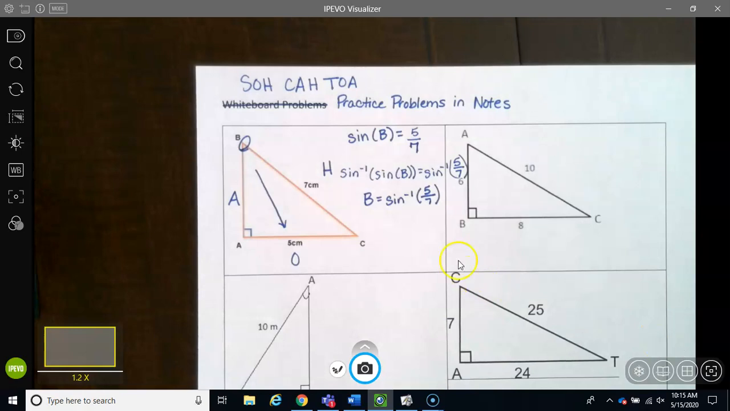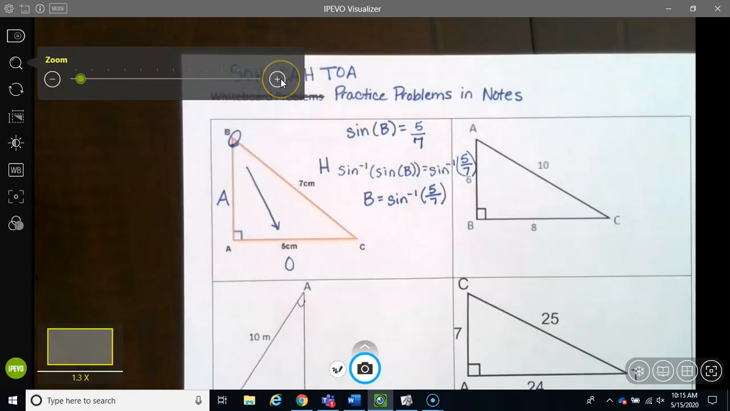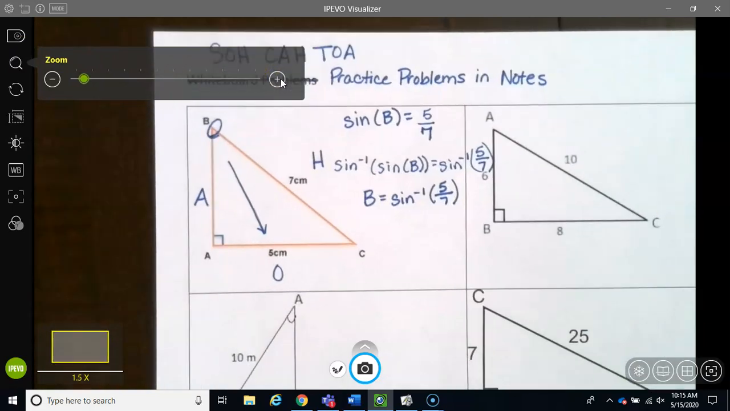I'm also going to zoom this in a little bit in case some of you are looking at this video on your phone. It might be kind of hard to see if you're looking at a small screen. So zoom that in a little bit.